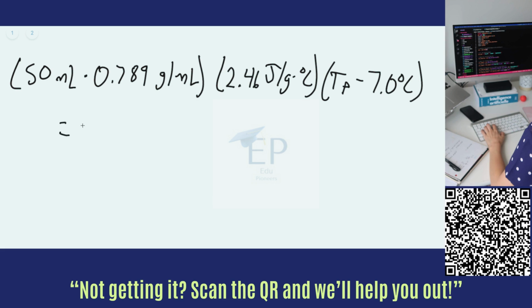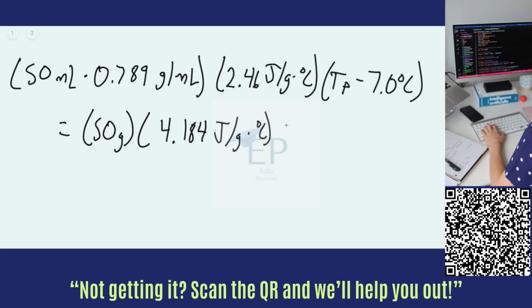And that is equal to the mass of water, which is 50 milliliters and also 50 grams, because water's density is 1, multiplied by the specific heat of water, which is 4.184 joules per gram degree Celsius. And then now we take our temperature of our water and subtract our final temperature.